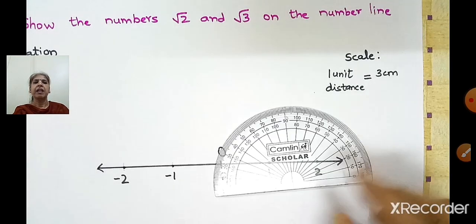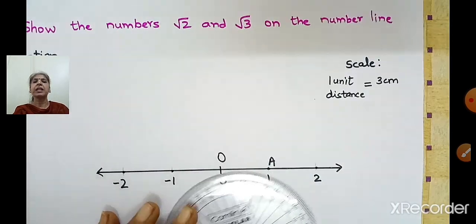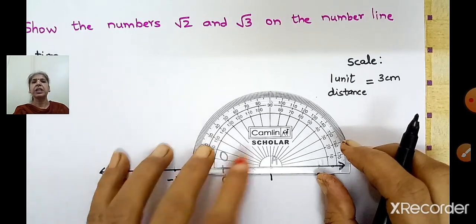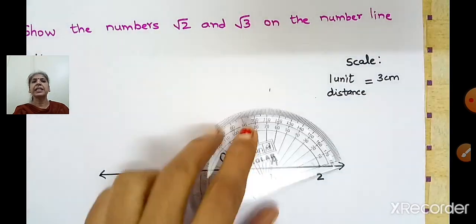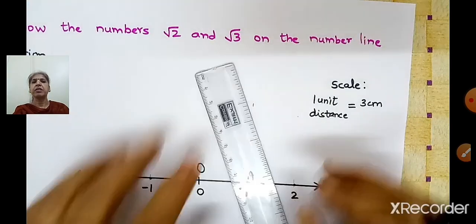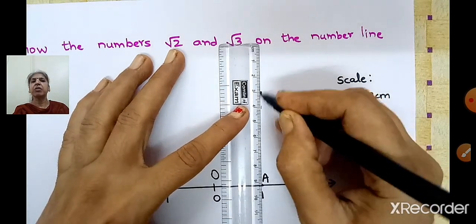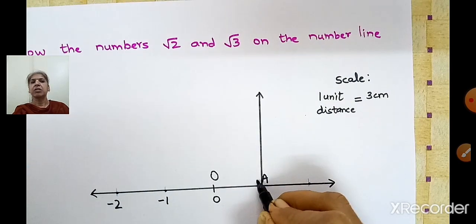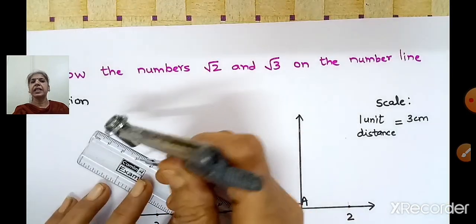Now we will take a protractor. Before that you have to mark the point A. Point A shows the number 1. Remember, these are the important numbers we are marking. So 1 is point A. Now take a protractor, 90 degrees. You have to draw a perpendicular to the number line through the point A. So perpendicular, that is a 90 degree angle. Show the marking of 90 degrees. A is our right angle, so show that marking.